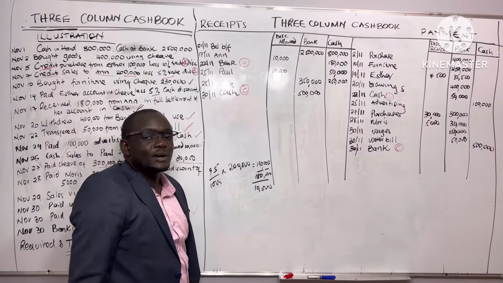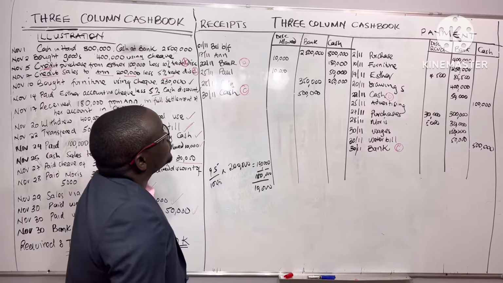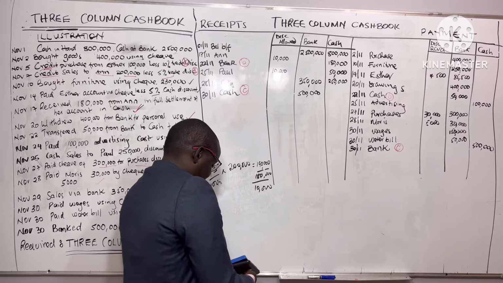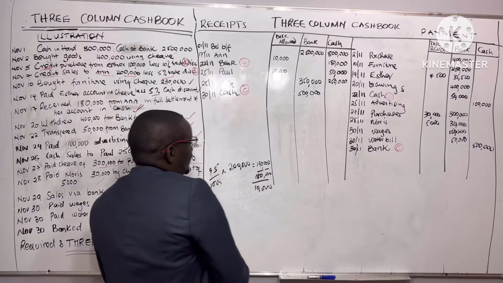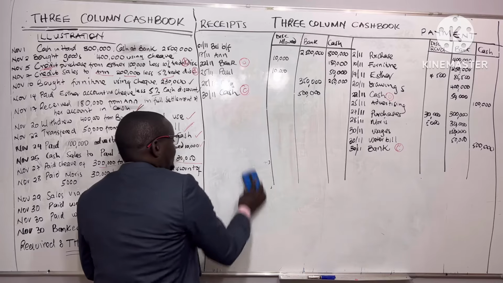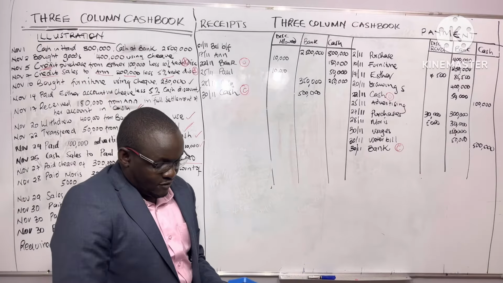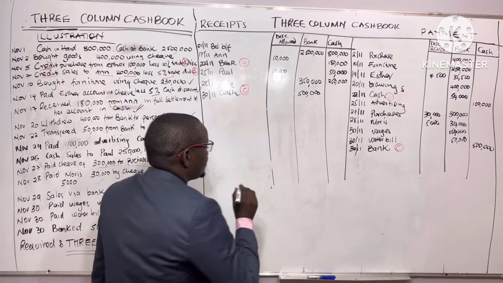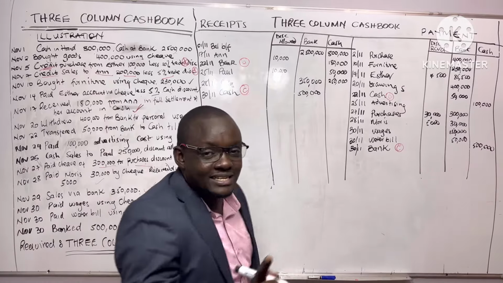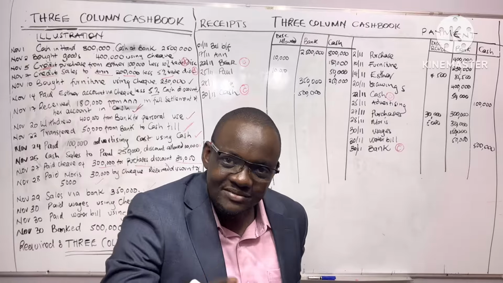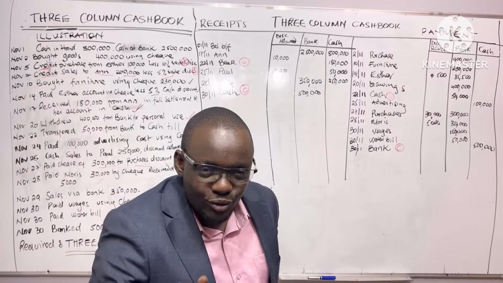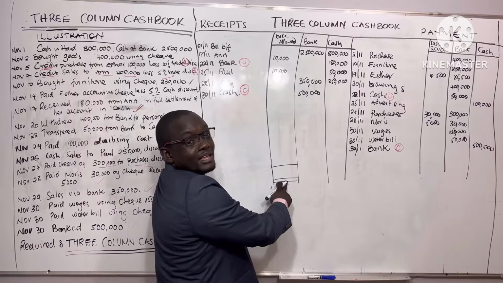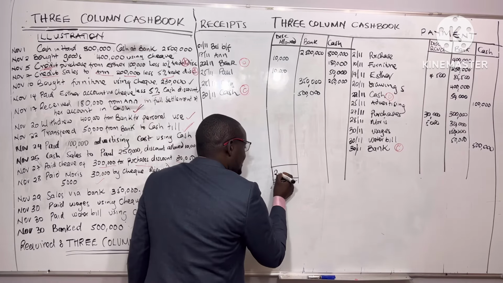Now, what remains is for us to balance off this three-column cash book. Let's do the balancing. One tricky thing: for discount allowed and discount received, we don't balance off, we just give the totals. I will write the total here. These two lines must be there to show it's the end of the transactions, 20,000.